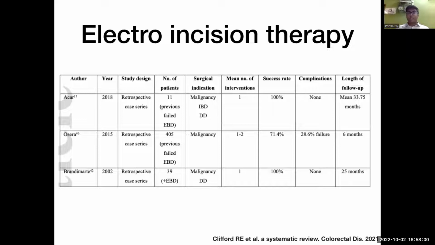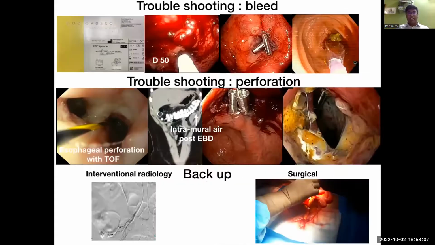Electroincision therapy has been used for colorectal strictures and anastomotic strictures as well. I'm not going to repeat this again and again, but very important is you should be ready for troubleshooting, because there may be perforation and also bleeding. For minor bleeding, you can just dilate the balloon again, or sometimes use 50% dextrose, hyperosmolar glucose, which can be used as a hemostatic agent.